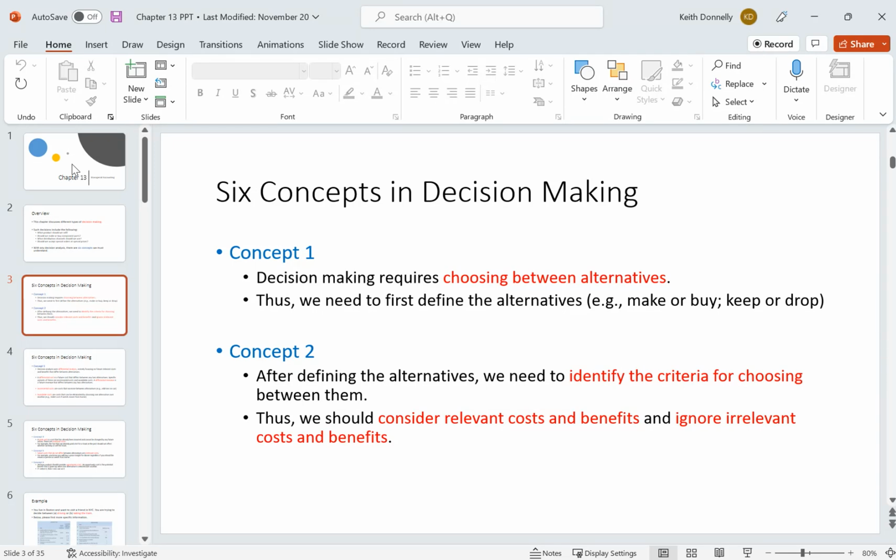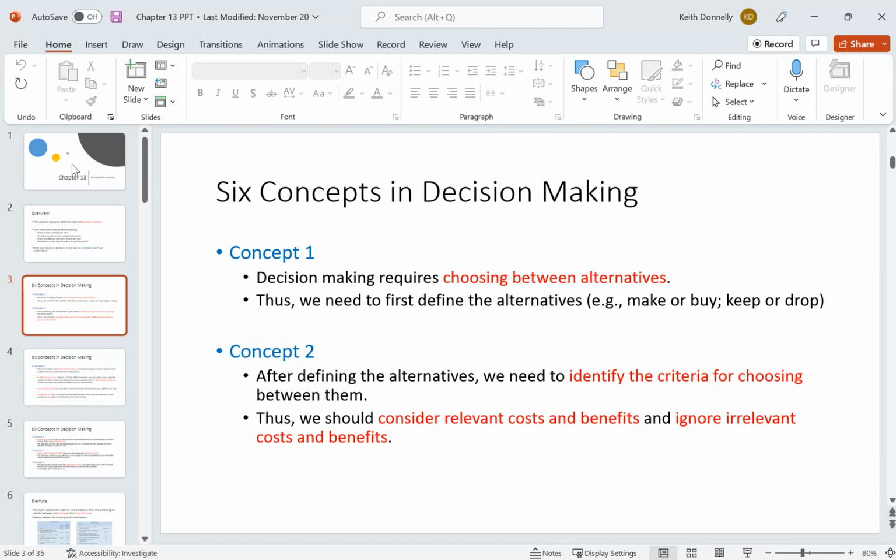Concept 1: decision making requires choosing between alternatives. So if we're making a product, we're trying to decide which product to make. Should we make product A, B, or C? That's an alternative. Each one is a different choice. So it's kind of implicit. In order to make a decision, you have to have at minimum 2 different alternatives. Do this or do that.